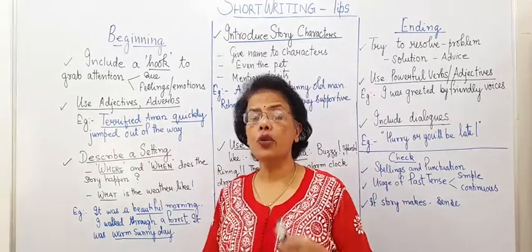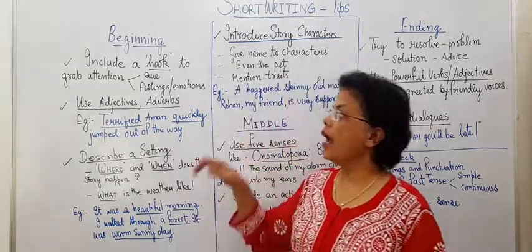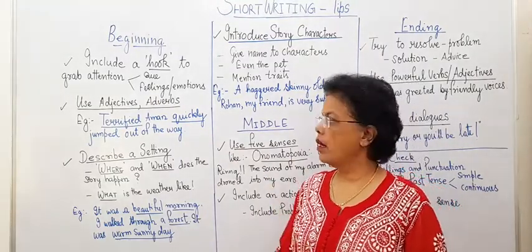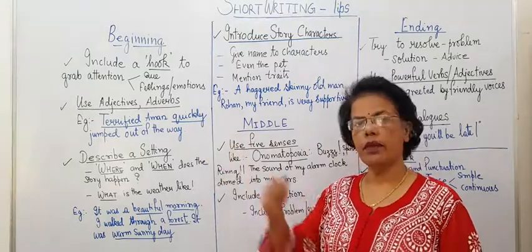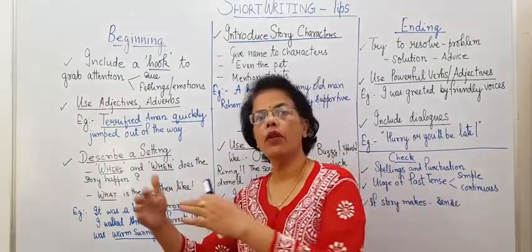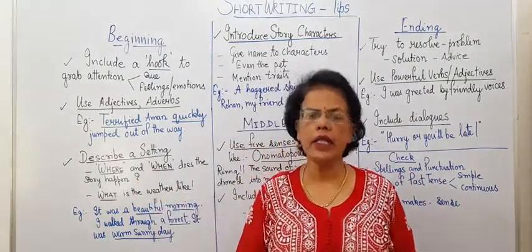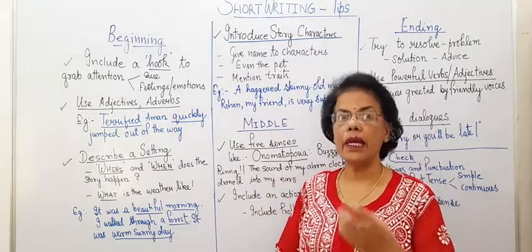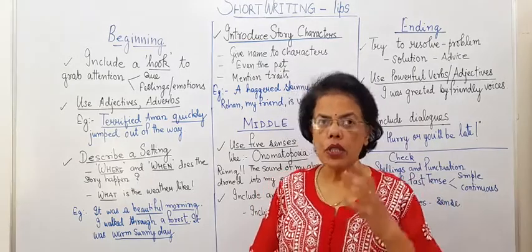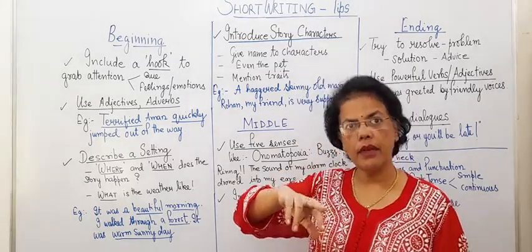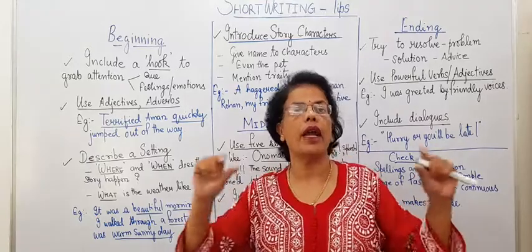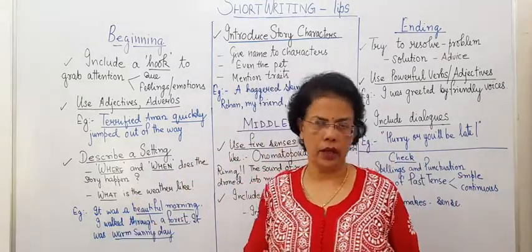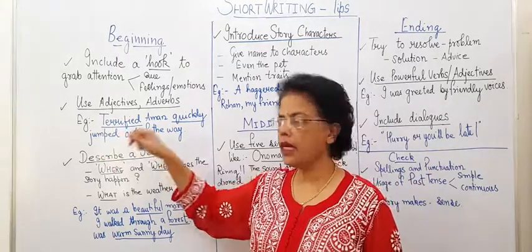Next thing, use adjectives and adverbs. I have given an example. Terrified Aman quickly jumped out of the way, versus Aman jumped out of the way. If you write the latter, it is very simple and it is not a narration also. It won't be taken as a narrative. So it's better you add adjectives and adverbs when you're writing a scene, when you're talking about a person, anything. Alright. So here I have given an example.